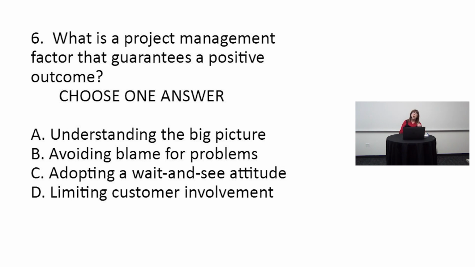Number 6, what is a project management factor that guarantees a positive outcome? Oh, we wish we could guarantee a positive outcome. What is the answer? A, understanding the big picture. B, avoiding blame for problems. C, adopting a wait-and-see attitude. D, limiting customer involvement.